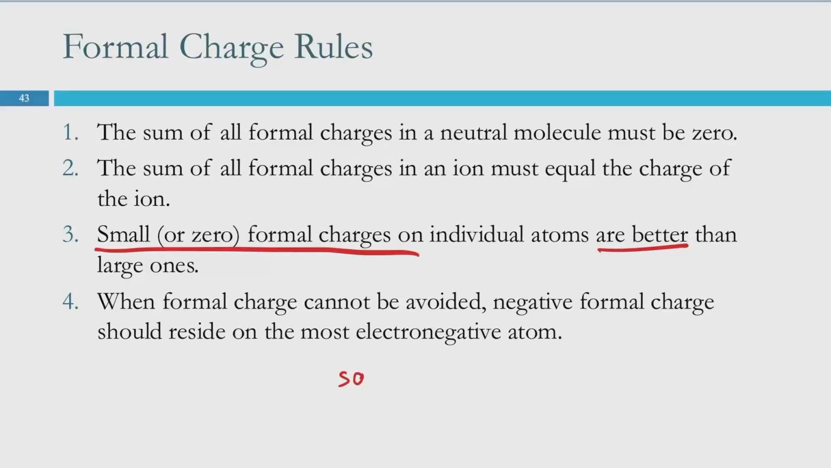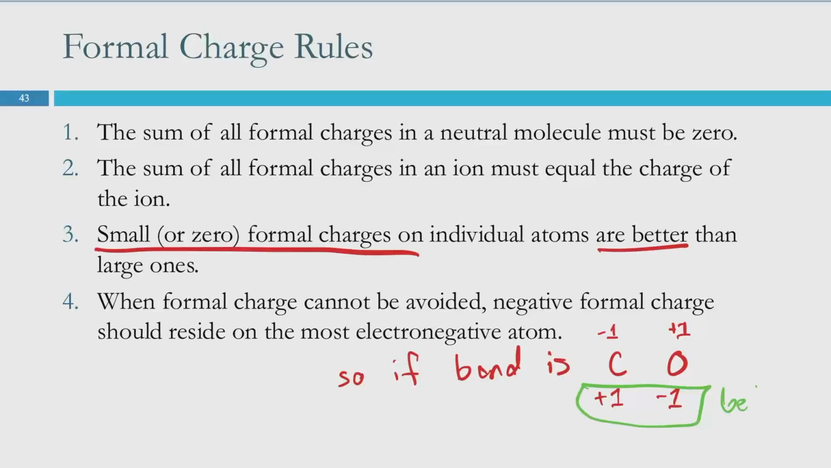So if we've got a bond between carbon and oxygen, and we have to give one of them a +1 or a -1, the better option is to give oxygen the -1. It's more electronegative. I'm sure that we will see some examples of this next time.